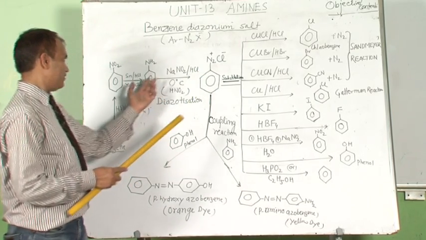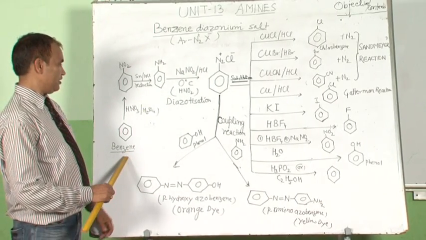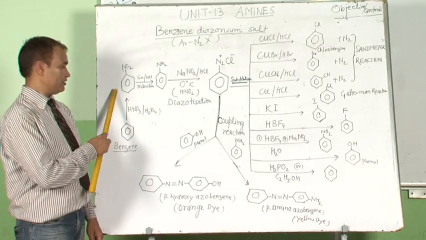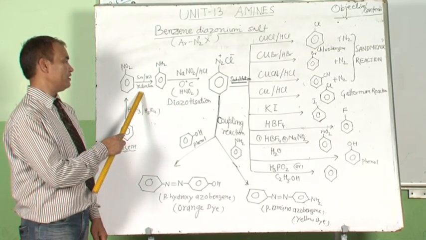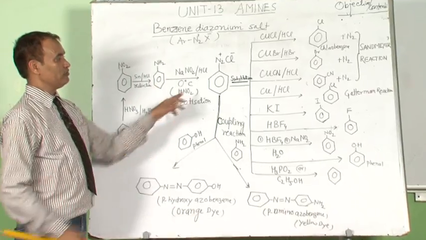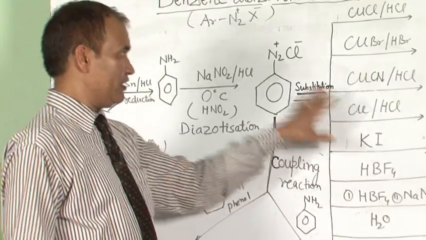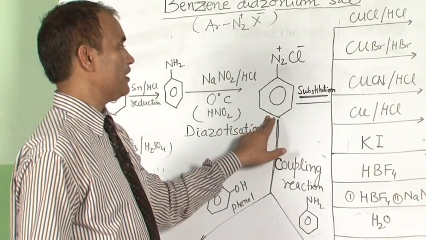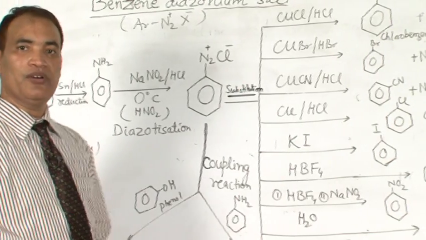So before that, we can prepare it from benzene also. From benzene, it is converted to nitrobenzene by nitration, then nitrobenzene into aniline by reduction, then aniline is converted to diazonium salt. The diazonium salt has large importance; it is used to synthesize a large number of organic compounds.